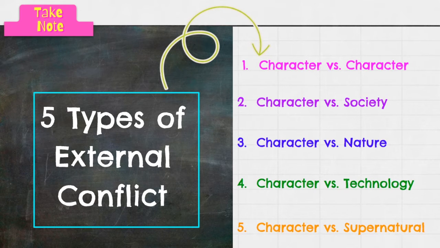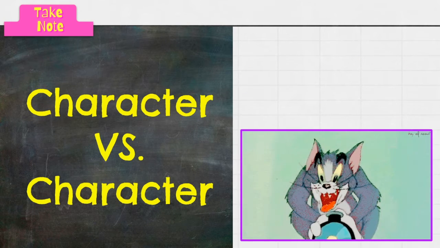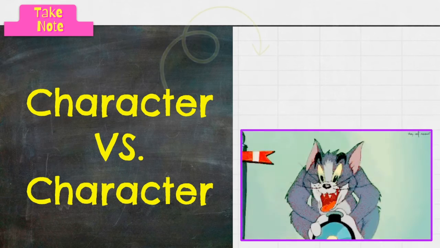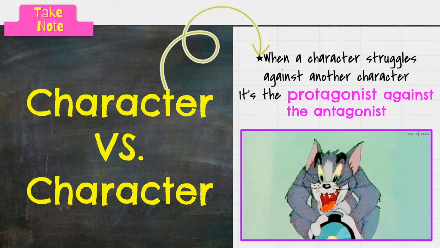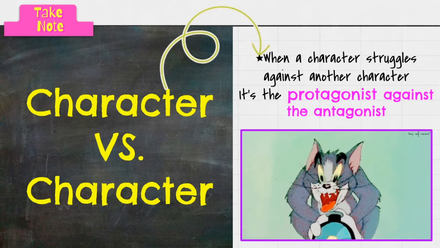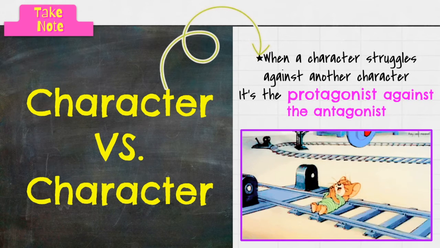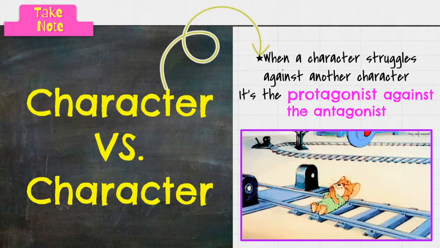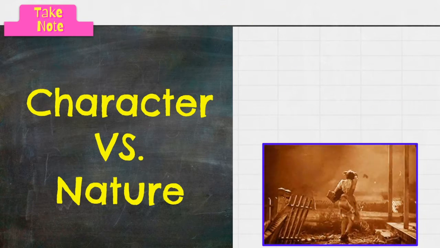Now, there are a couple others, but these are the 5 that we're going to focus on because we see these a lot in our novels. So first is character versus character. And I think this is a classic one, like Tom and Jerry is a classic. It's when a character struggles against another character. It's the protagonist against the antagonist. So when they are struggling, that is the character versus character. When you have a problem with someone else, that's character versus character.